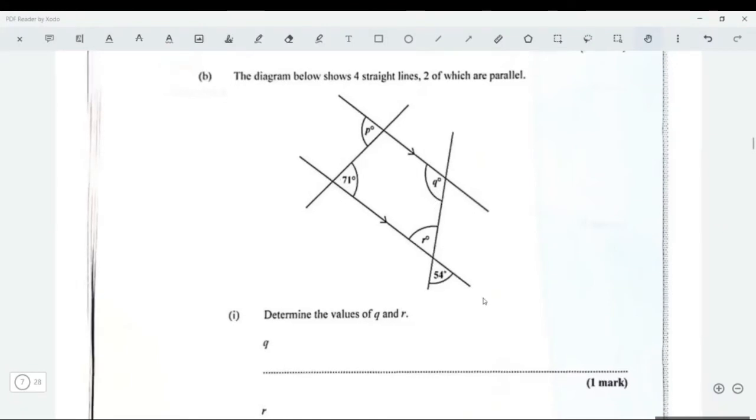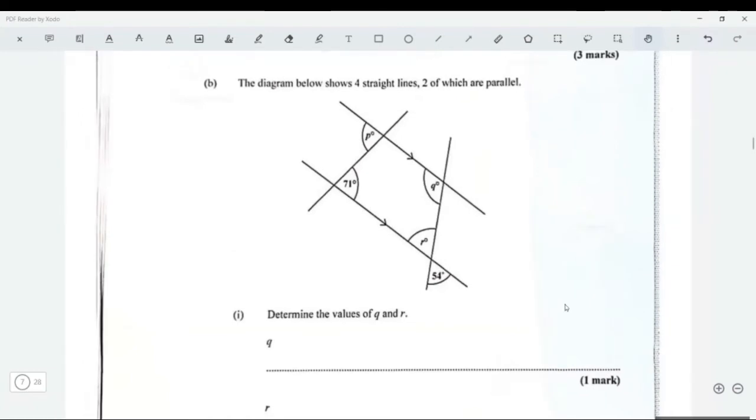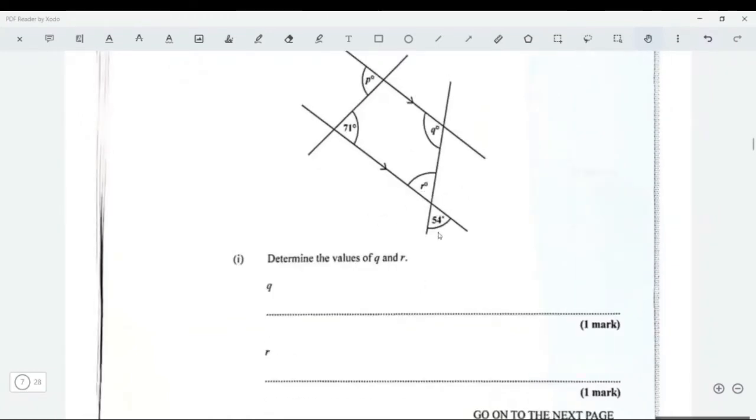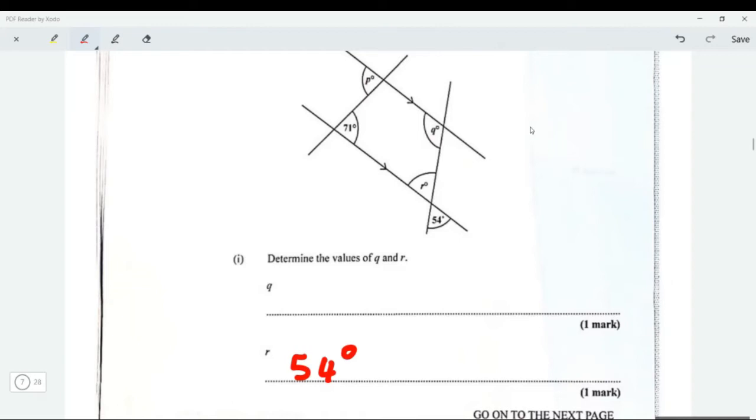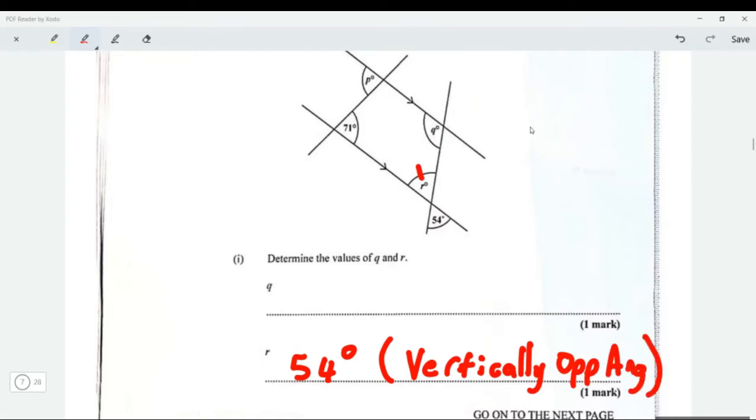Now, what I like to do first, this is just my preference, I like to always write down alternate angles first and foremost. So we already know R is 54 degrees. R is 54 degrees by vertically opposite angles. This angle right here is 54 degrees by vertically opposite angles. That's the rule that we use.